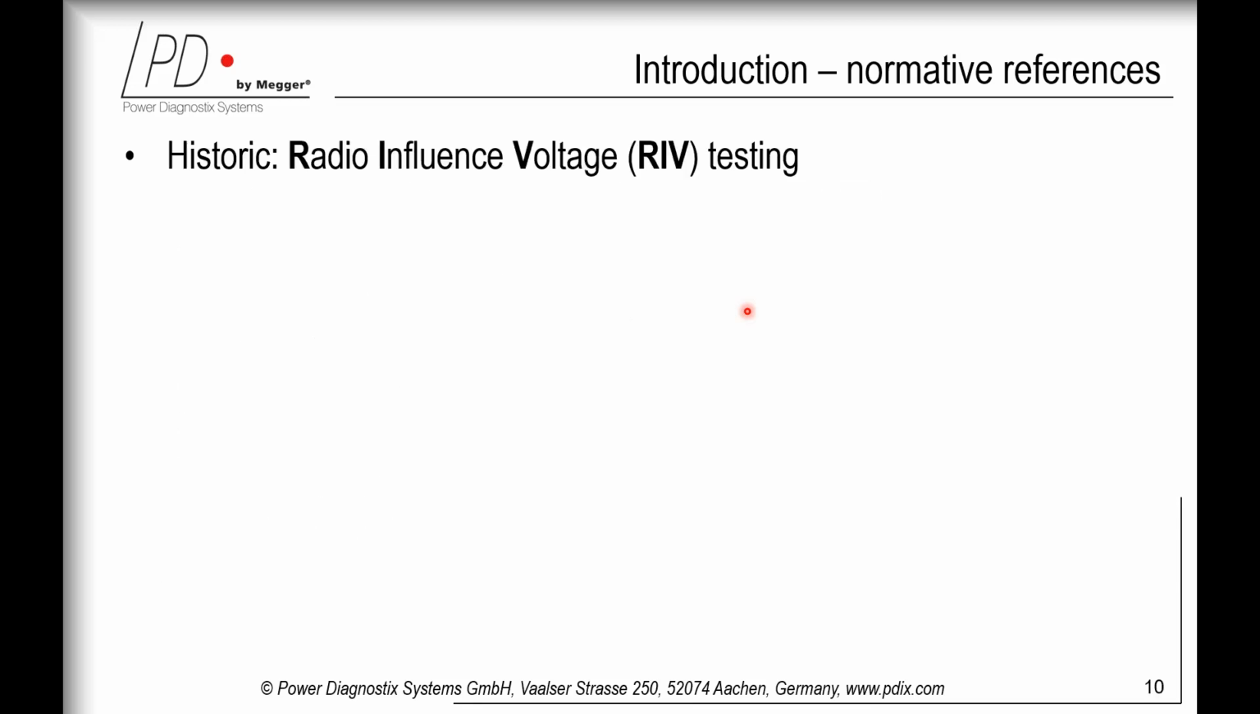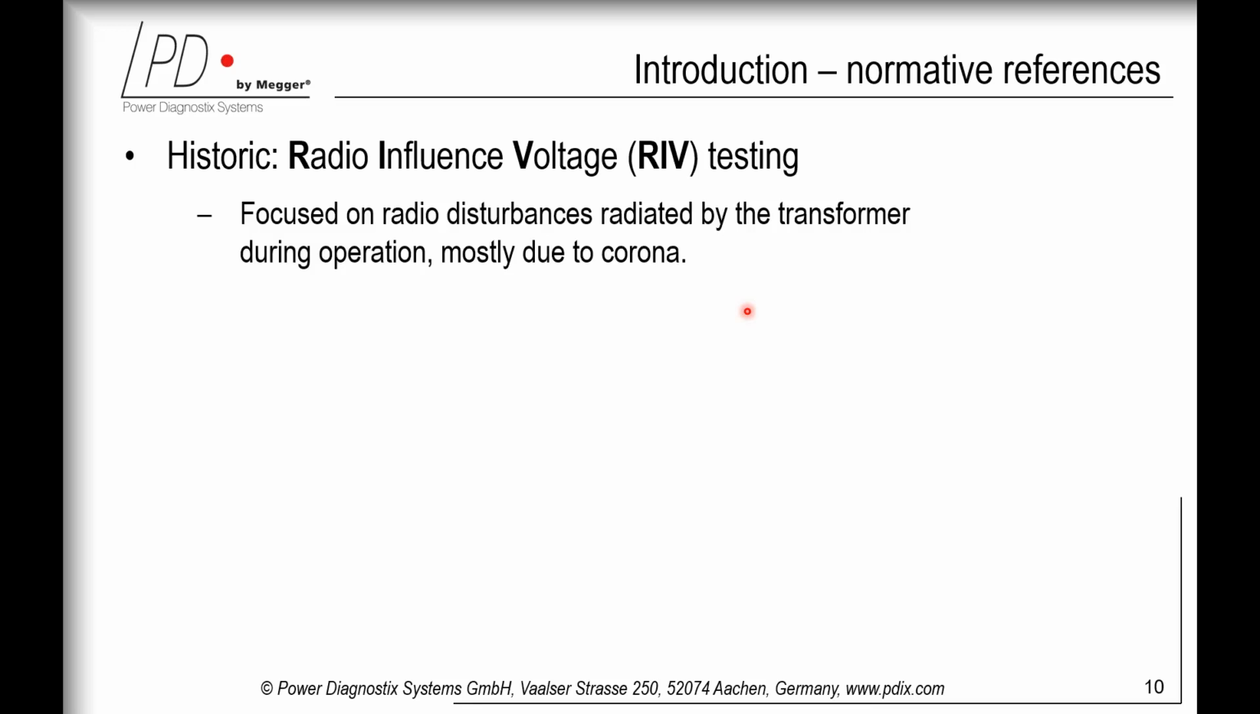The older versions of the mentioned standards, if they were existing during the time, refer mostly to radio influence voltage testing, short RIV. Why RIV testing? In the 1930s, it was a critical problem that high voltage equipment sometimes seemed to interfere with radio signals. These interferences have been tracked back to be created by corona, so discharges into air. And RIV testing has been introduced as a solution to detect possible corona problems before putting equipment into operation.